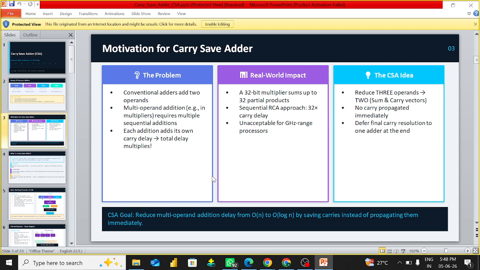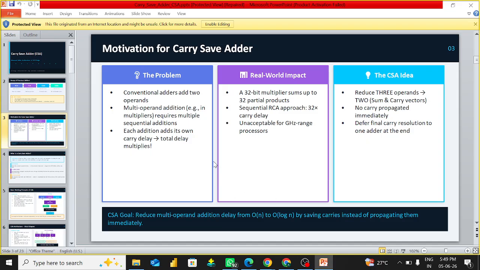So in multipliers, many partial products are generated. For example, a 32-bit multiplier can generate 32 partial products, right? So just think like that. A 32-bit multiplier can generate 32 partial products. So adding them sequentially, like I'm adding one partial product and another, like that, obviously that will become extremely slow, right?